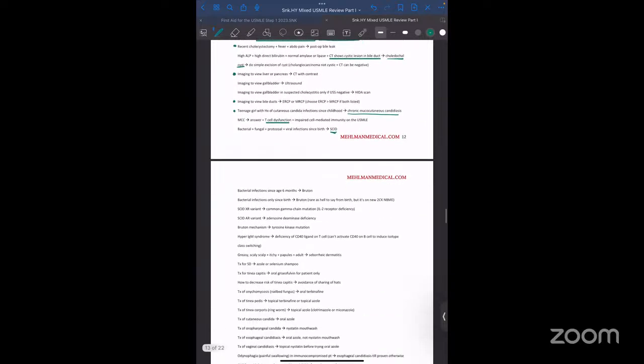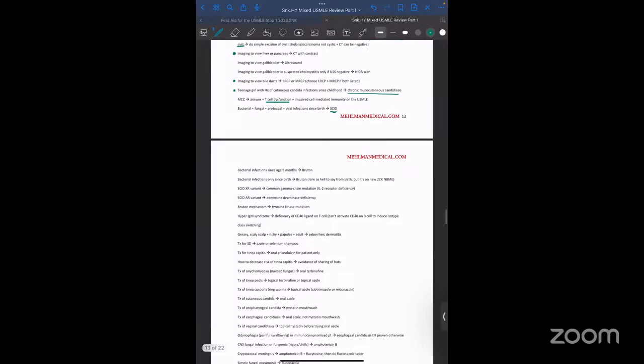Okay, now we've moved to immunology questions. Then bacterial infections since age 6 months is Bruton's. Bacterial infections only since birth. They don't have any other viral or other infections. It's Bruton. Rare as hell to say from birth, but it's on the new 2CK.